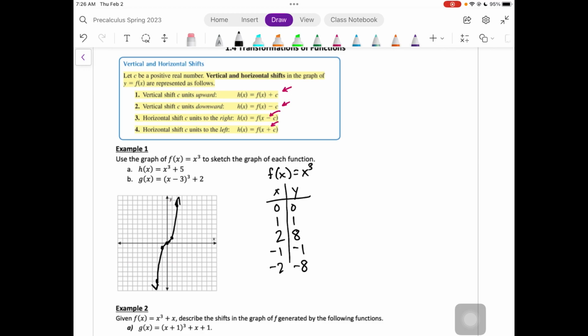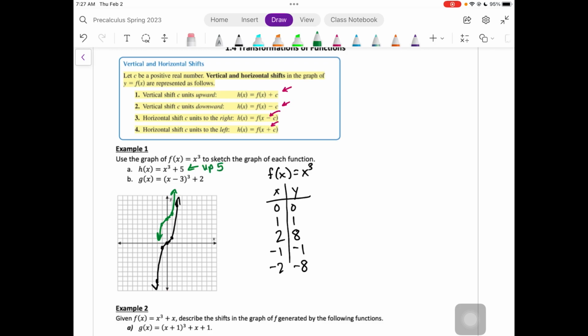Okay, and then we're going to take the first one, and that is x cubed plus 5. So that is a vertical shift upward. We're going to take each of these points and move them up 5. 1, 2, 3, 4, 5. Now the other ones are going to be hard to move, so I'm just going to do this because they go off of our grid. All right, so there is the vertical shift of 5, up 5.